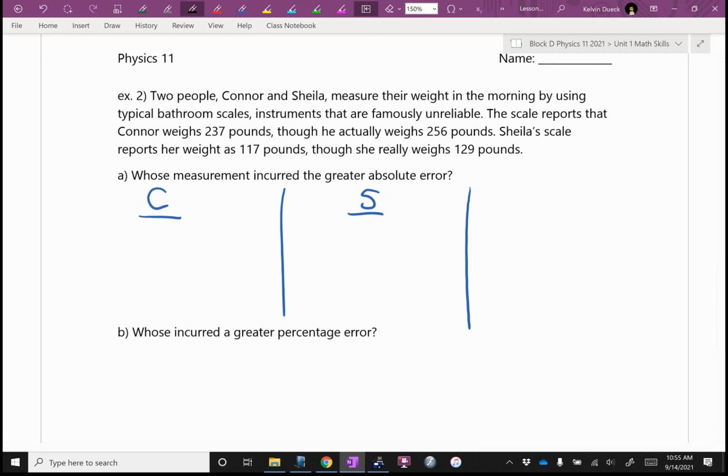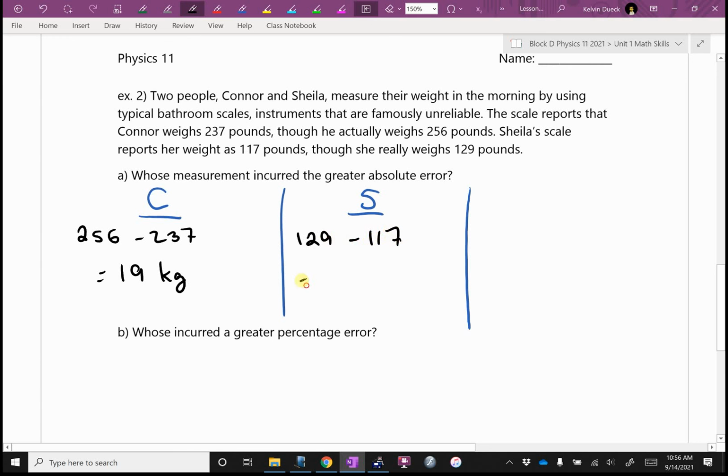All right, let's find Connor's absolute error. Although the theoretical value is 237, the correct answer is 256. Rather than go 237 minus 256, since I know I want a positive answer, I'm going to go 256 minus 237. I can do that in my head. It's going to be 19. Double check me. Is it 19? Yes? Sheila, I'm going to go 129, take away 117. 12?